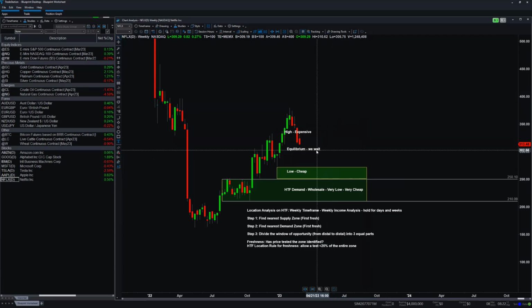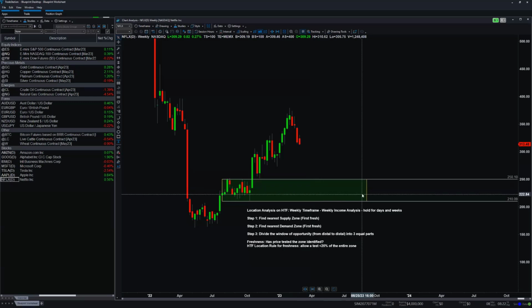And I have to start from scratch. Well, this would still be fresh, but now that price has moved for 2 months, what we need to do is redo and reevaluate the chart. We need to reevaluate whether this is still considered cheap, very cheap, because things can change, right? Things can change, especially in 2 months' time.